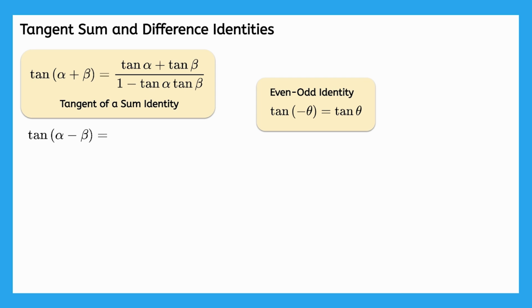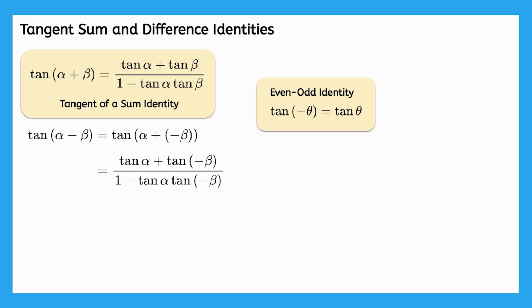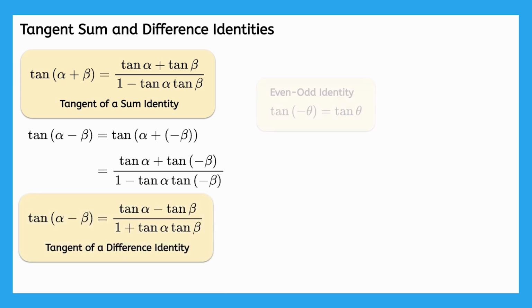Just like with sine of a difference, we can rewrite alpha minus beta as the sum of alpha and negative beta, which allows us to then apply the tangent of a sum identity. Simplifying the tangent of negative beta with the even-odd identity, we get tangent of alpha minus tangent of beta, all over 1 plus tangent of alpha times tangent of beta, giving us our tangent of a difference identity.